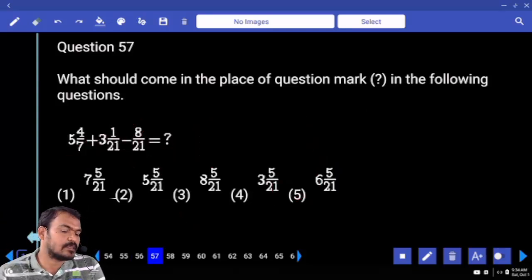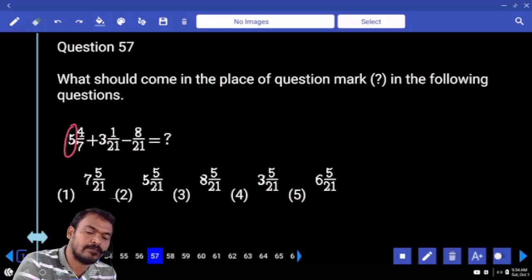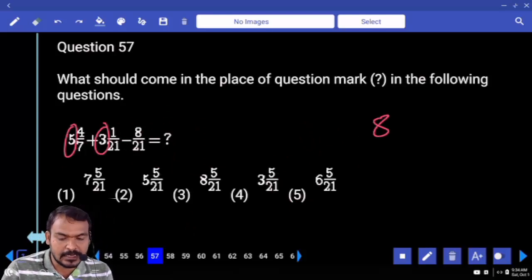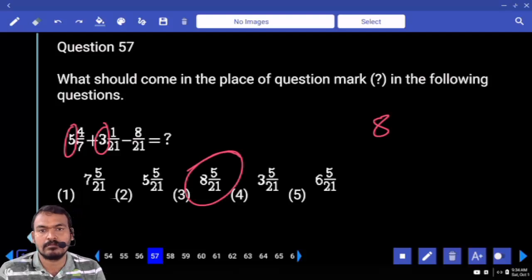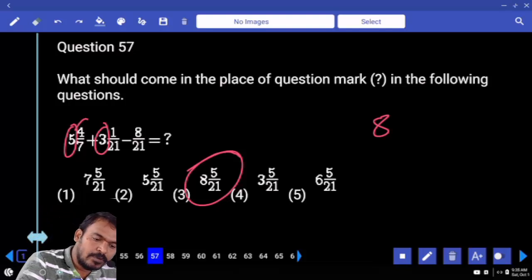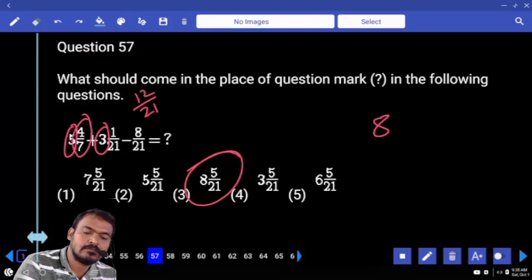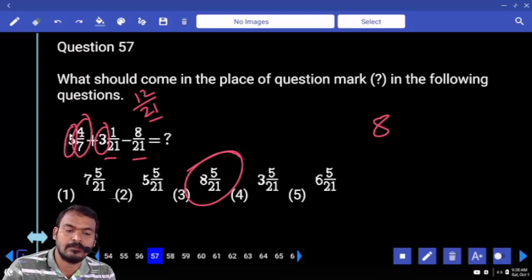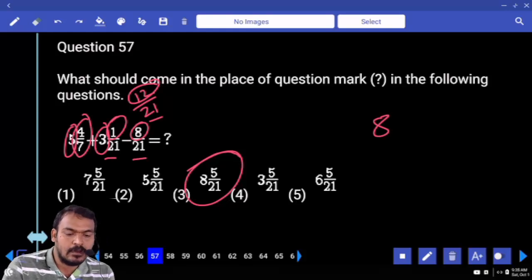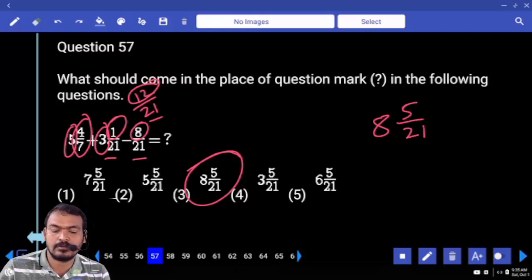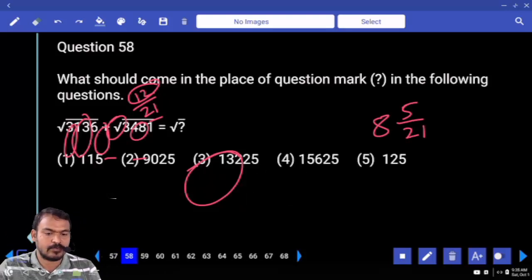Next, are all in mixed fractions or not? First we are adding the integers. 5 plus 3, 8. After that, must the answer be more than 8 or less than 8? More than 8. Only one option or not? Yes or no? 4 by 7, we write 12 by 21 or not? 12 by 21. In all the cases, are denominators same or different? Same. Directly we are adding numerators or not? 12 plus 1, 13, minus 8, 5 or not? 5 by 21. Which option? Third option.